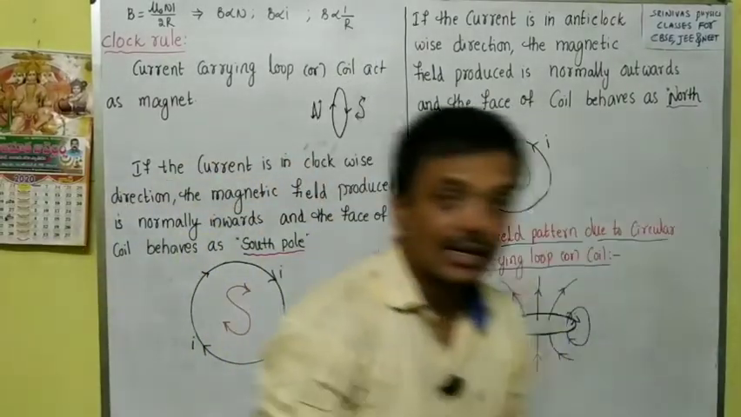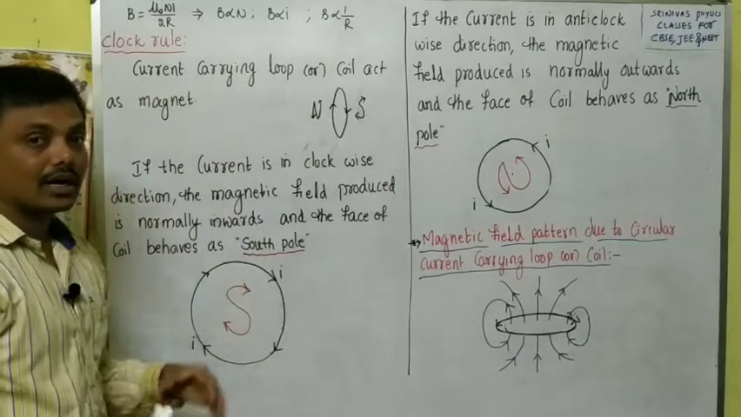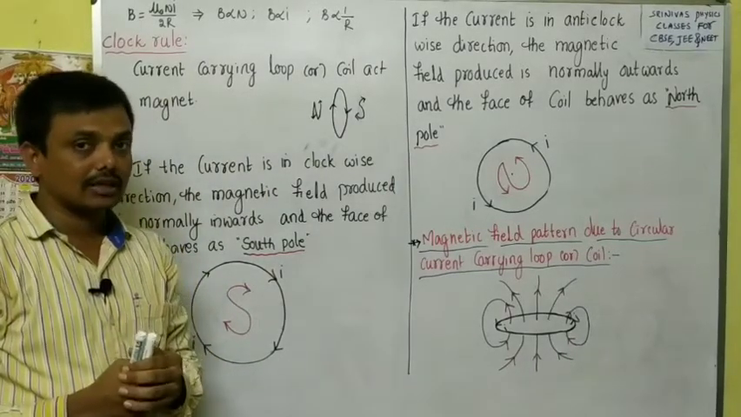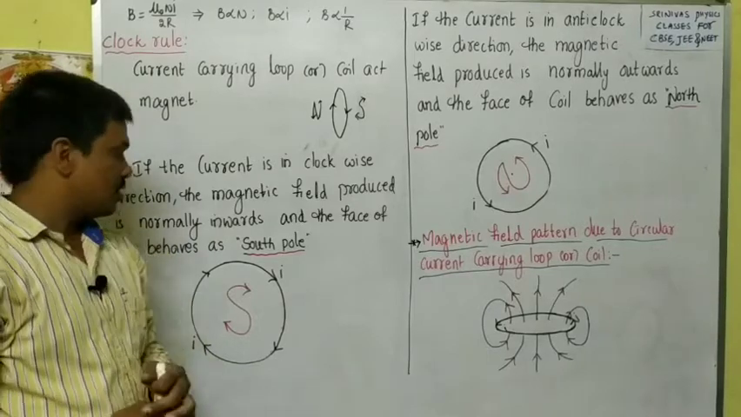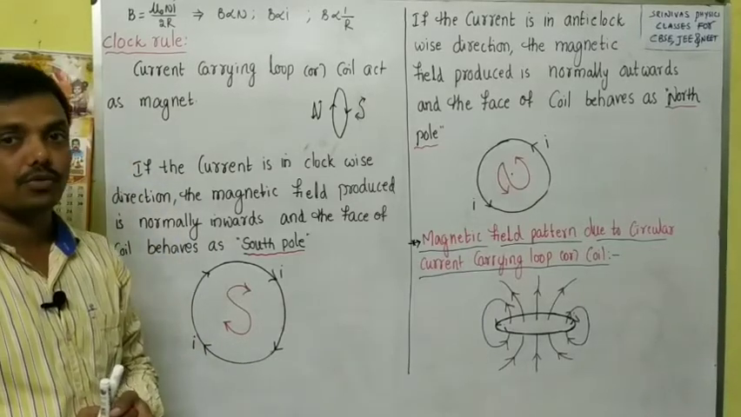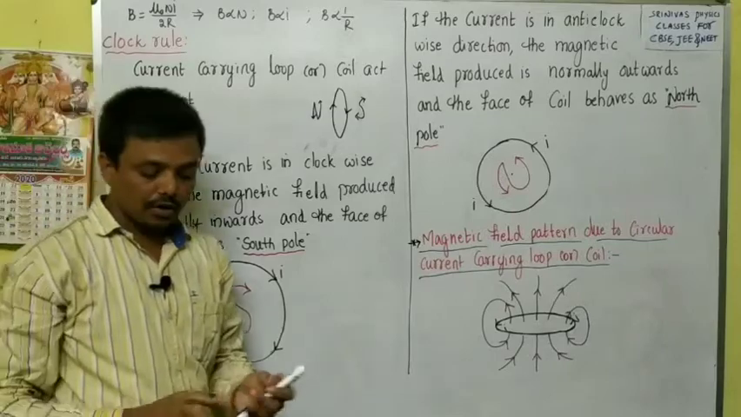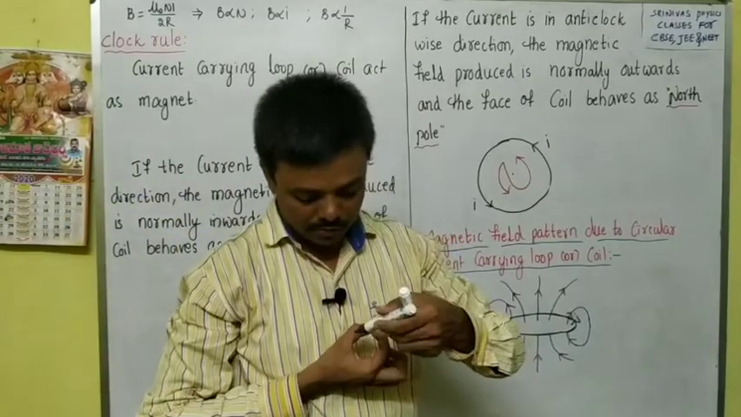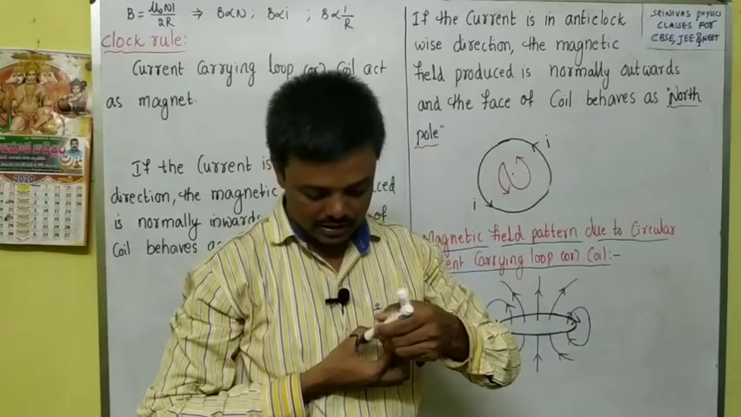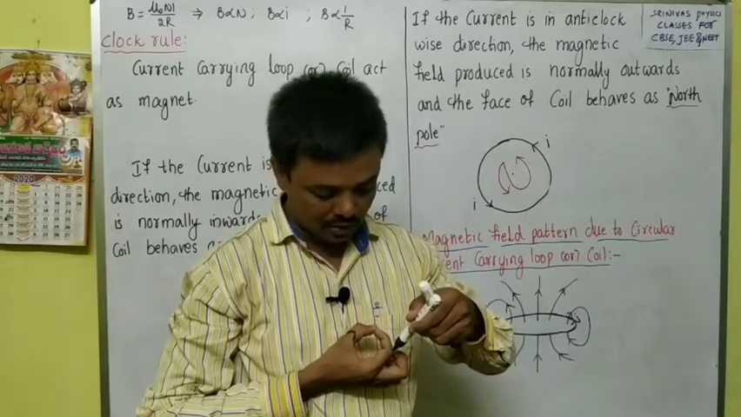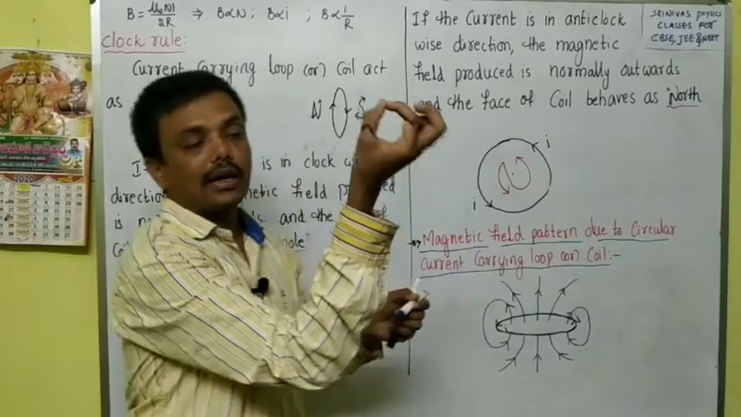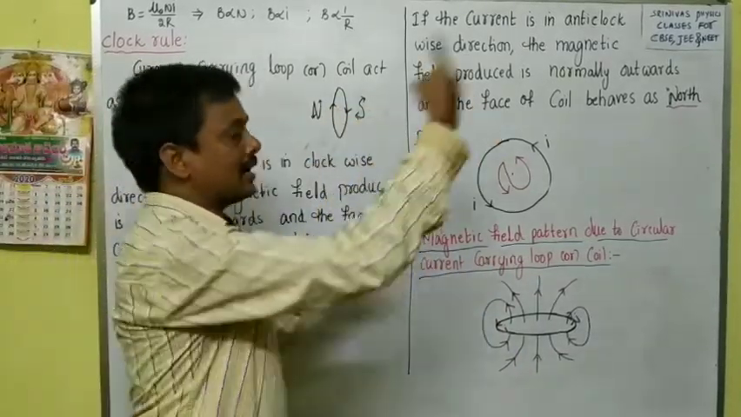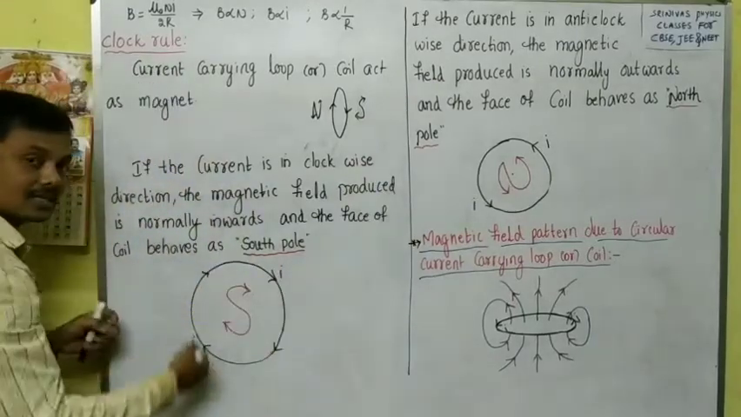Now let us see how to know which face will act as north and which face will act as south. For that we have to use the Clockface rule. Look here. In the Clockface rule, for example, you are watching my fingers, and now I have given the arrow marks like this.